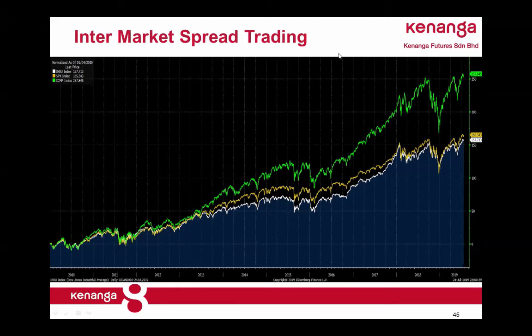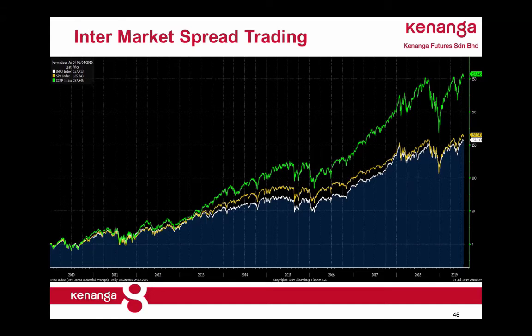Okay, first example will be, as you can see, this chart is a chart where I have normalized all the indexes into percentage performance. As you can see, the green line is the Nasdaq. Nasdaq actually outperformed the S&P 500 index and also the Dow Jones Industrial Average index.